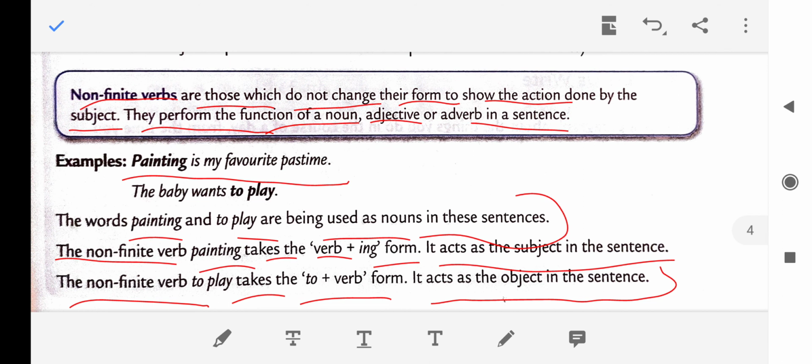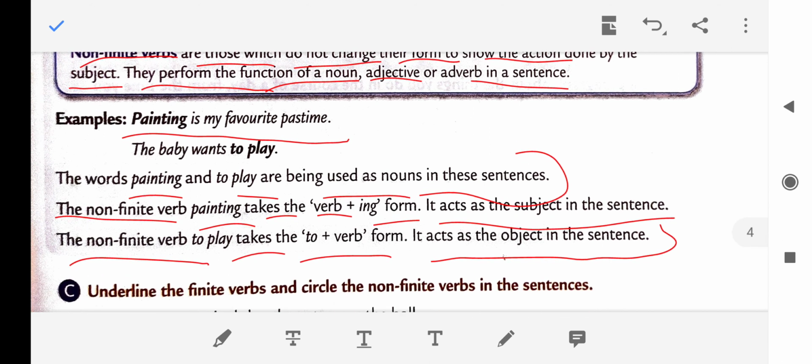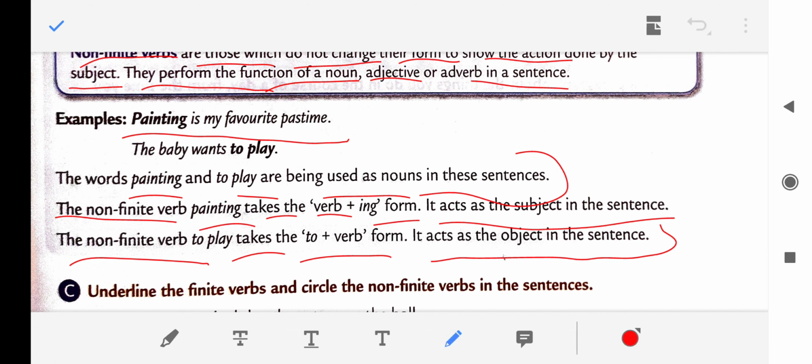Now, the words painting and to play are being used as noun in this sentence. Non-finite verb painting takes verb plus ing to make its form. Similarly, to play takes the form of to plus verb form. It acts as an object in the sentence.